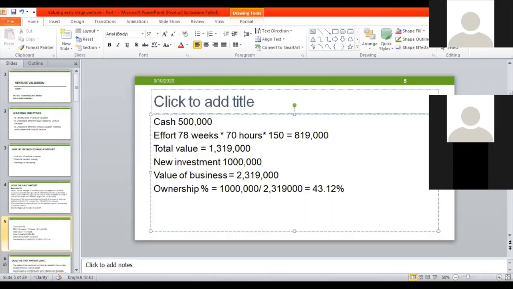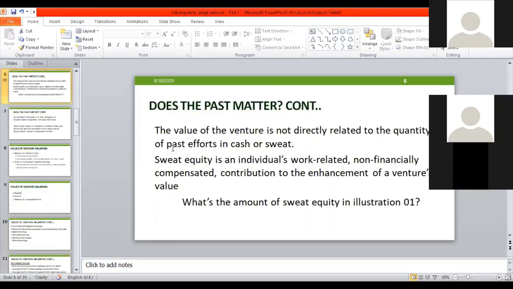So any kind of past efforts will not be considered in valuation, because in valuation we are trying to quantify the future. So that is why the value of the venture is not directly related to the quantity of past efforts in cash or in sweat. So the concept of sweat equity is that your skills, efforts, or your time that you have put into the business is called sweat equity. So it is work-related activities, but the owners do not receive any financial compensation, any financial reward for those activities.